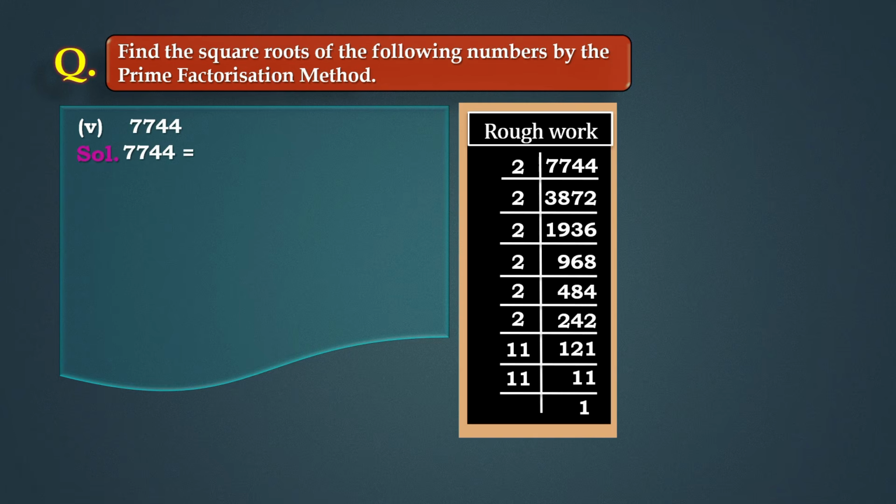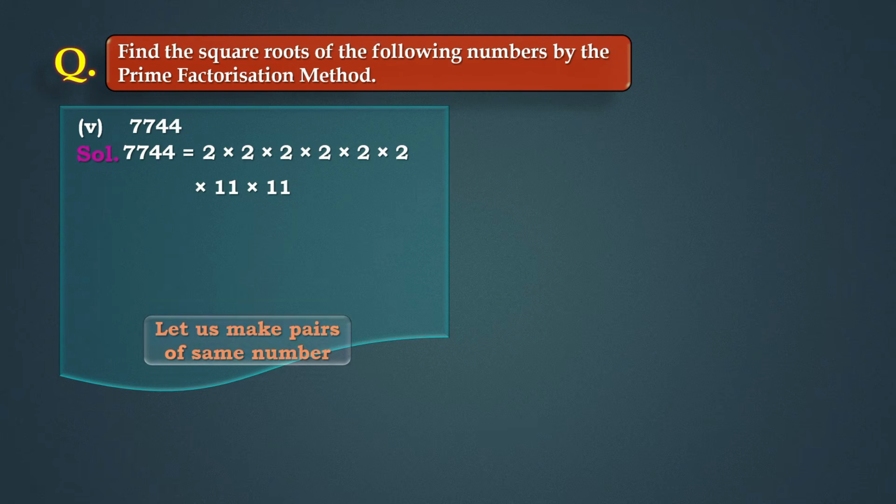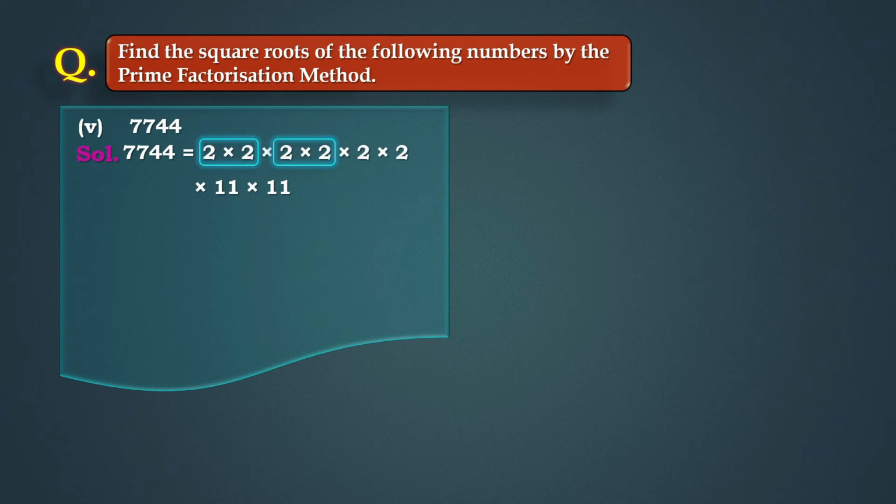So, we can write 7744 as 2 multiplied by 2, multiplied by 2, multiplied by 2, multiplied by 2, multiplied by 2, multiplied by 11, multiplied by 11. Now, let us make pairs of the same numbers. We can form pairs of 2s and one pair of 11s. Next, take one number from each pair. So, the square root of 7744 is equal to 2 multiplied by 2 multiplied by 2 multiplied by 11.